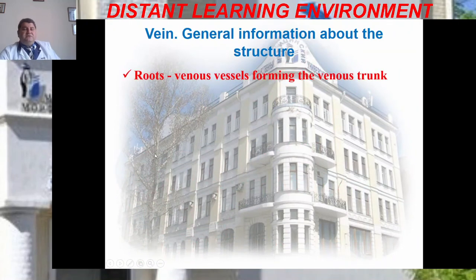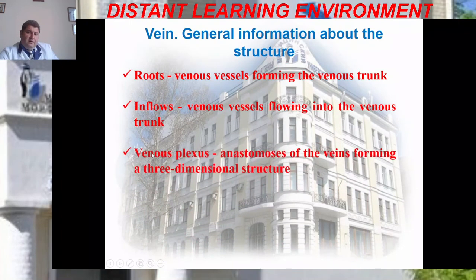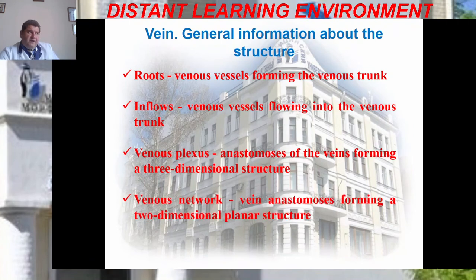But I want to tell you that venous valves are constant in the veins of the hand and neck. They are absent in the veins of the head and neck, but some valves may be situated in these veins. You may also see terms like venous plexus, which are anastomoses of the veins forming three-dimensional structures, and venous network, where vein anastomoses form a planar structure.